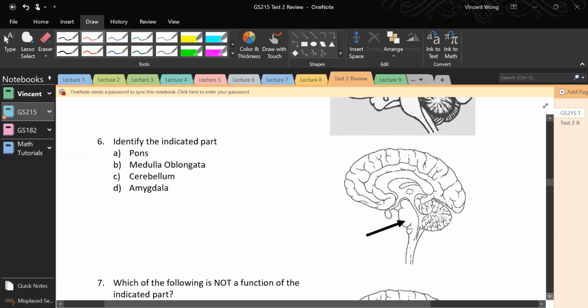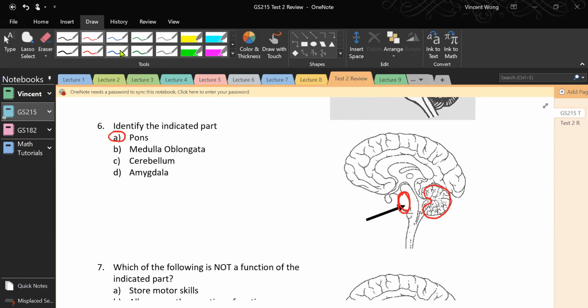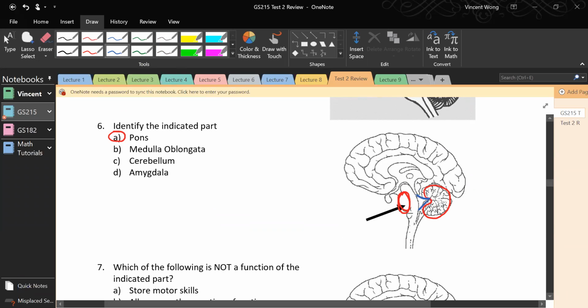Next one, identify the indicator part again. Right here, that little oval thing in the part of the brainstem, that is the pons. This here is the cerebellum. And earlier I asked you what is between the pons and the cerebellum, and that is this triangle-looking thing. That's the fourth ventricle. So that's what you need to do every time you see a brain diagram. Try to identify as many things as you can.